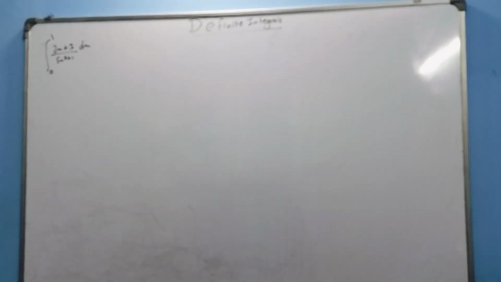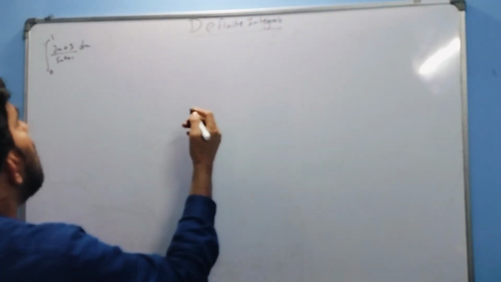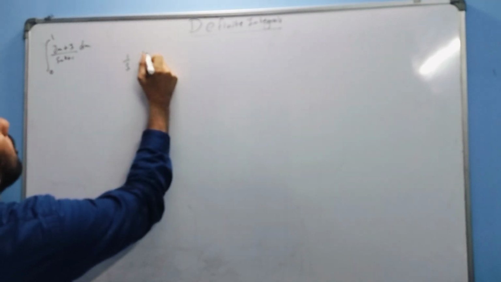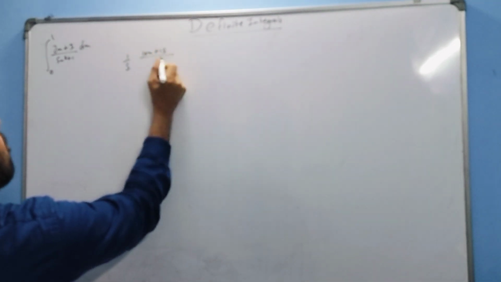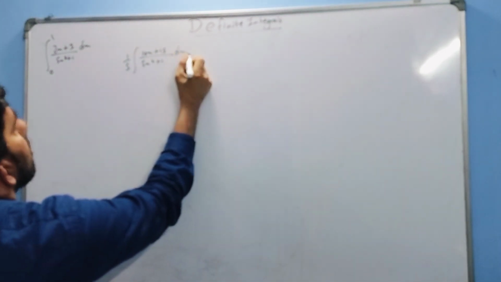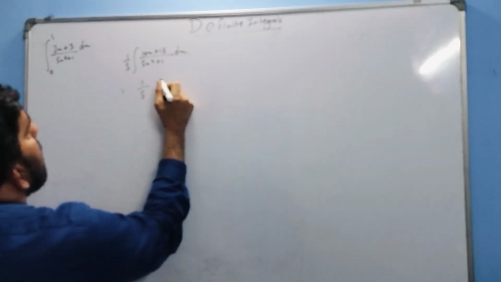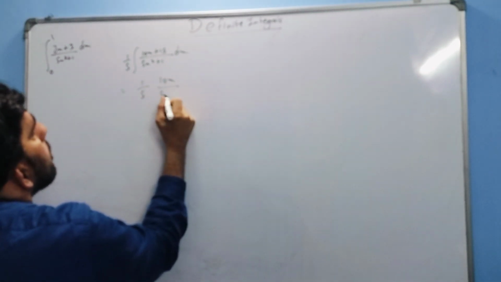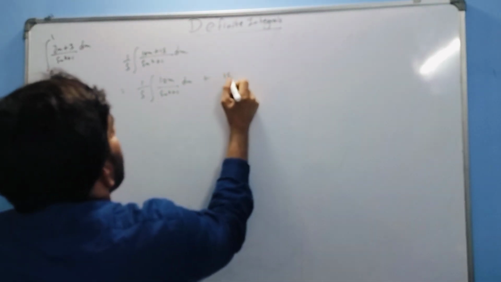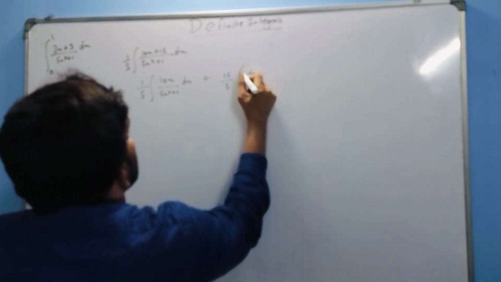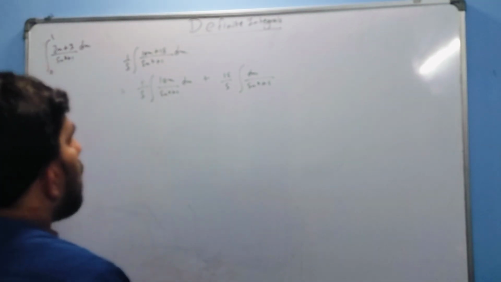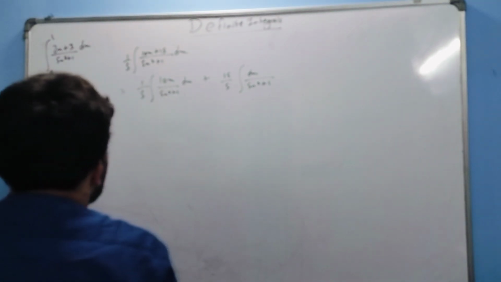Now let us try to solve this numerical. What we can do here is first multiply by 5 and divide by 5. So I got (10x + 15) upon (5x² + 1) dx. Now we can separate it: 10x upon (5x² + 1) dx plus 15 upon (5x² + 1) dx. Okay, so now let us see how we can solve.